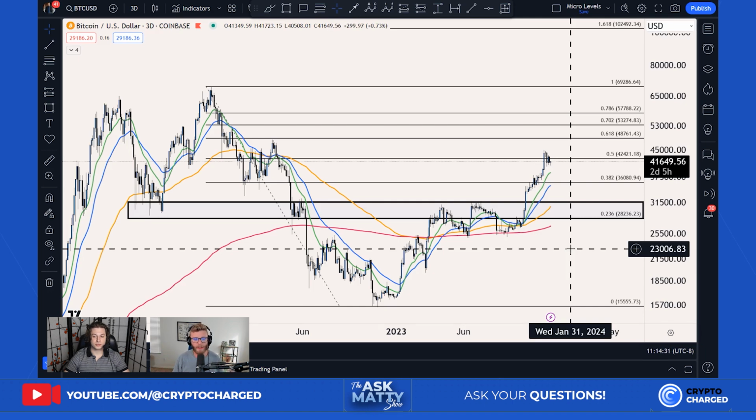I'm still looking at 28 to 32,000, give or take, as that area of interest. So if you guys are looking to get into the market and we get those levels presented, that's the place I would look to do it safely.